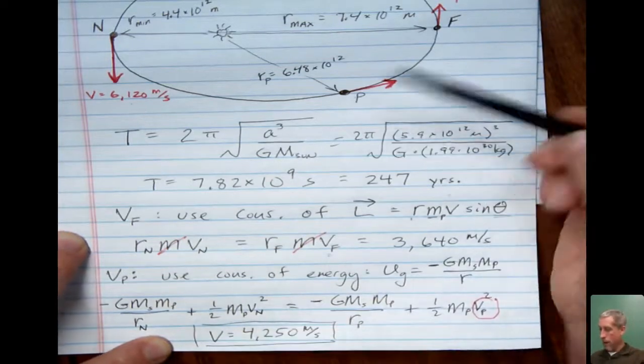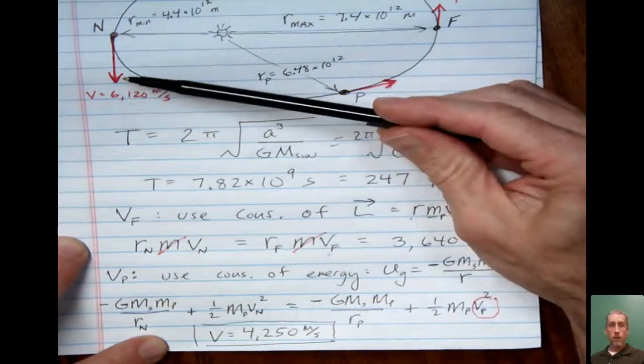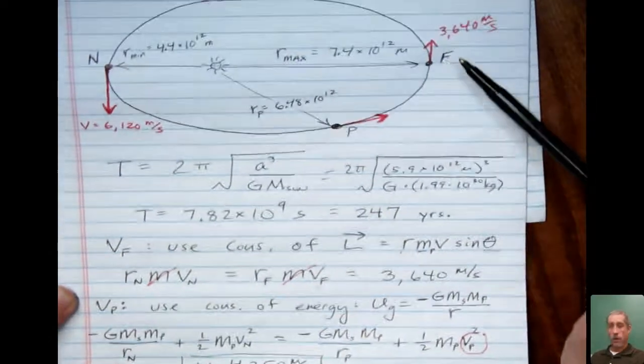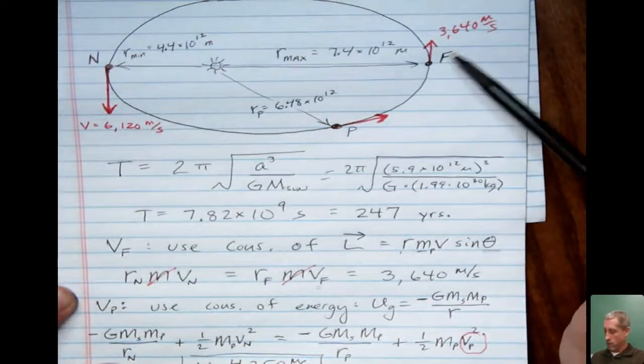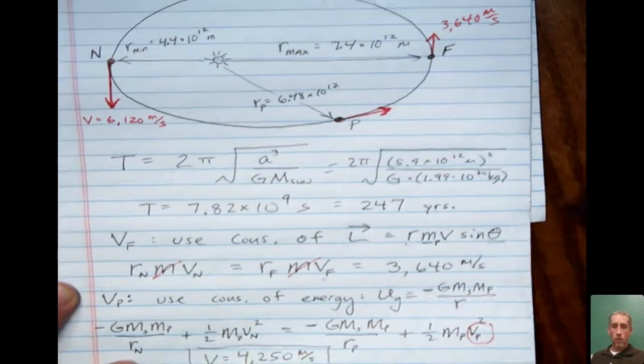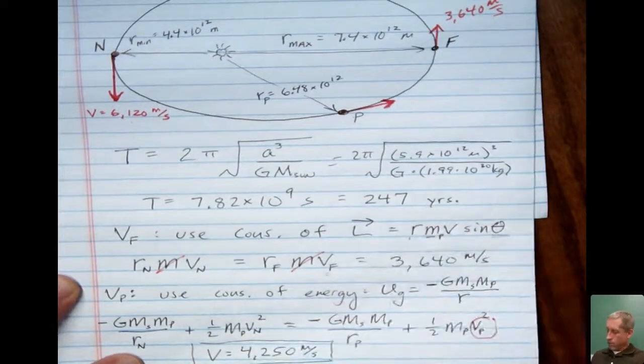And does that seem reasonable? Well, of course, we know it's got to be between the highest velocity here at the near point and the lowest velocity here, which was around 3,600 and some. So that makes sense that it would be in between those things. So again, if you want to crank through that yourself, that would be great.